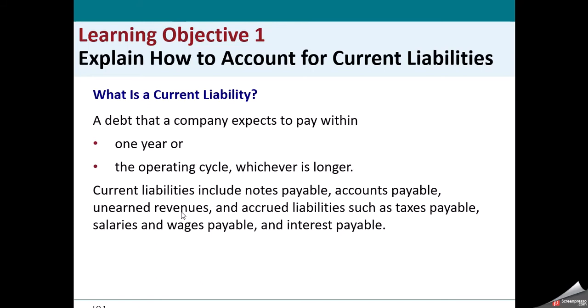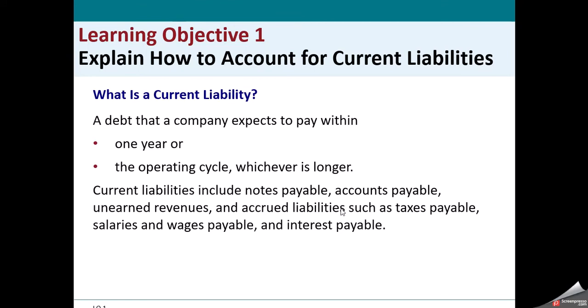So accounts payable is number one, by far the most common. Anytime you get a bill as a company, you enter it into your computer system, and the credit is always going to go to accounts payable. We already talked about unearned revenues. If a customer has paid for services that the company has not yet performed, that is also a liability.